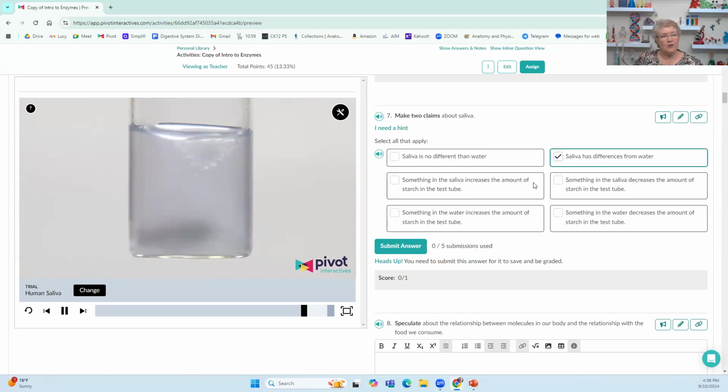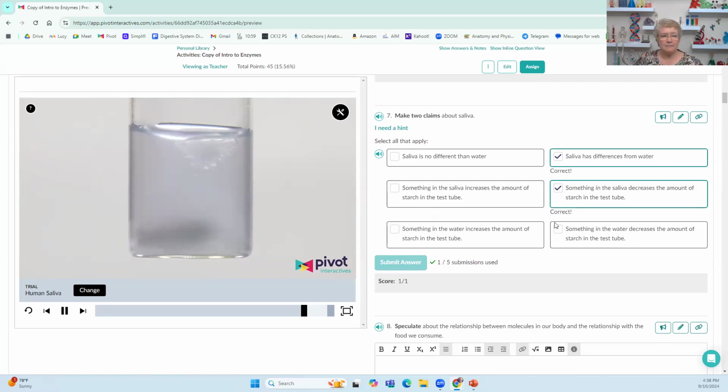Something in the saliva increases the amount of starch in the test tube. Did the starch increase? No, it didn't increase because it didn't stay blue or turn darker blue. Something in the saliva decreased the amount of starch. That's what we know. Something in the water increased or decreased the amount of starch. No, neither of those are true because when the water was splashed in, there was no change. Nothing happened. Submit our answer. That is correct.